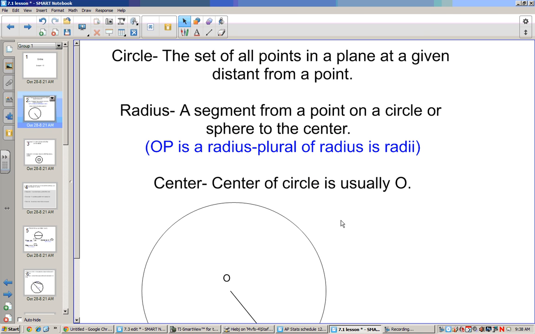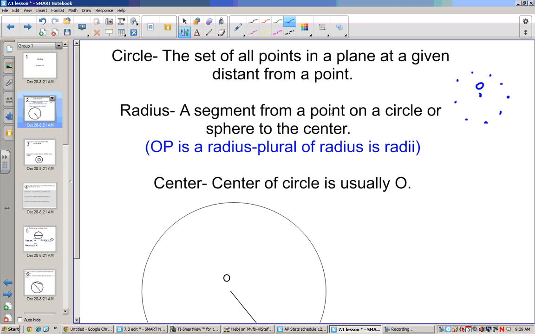A circle is a set of all points in a plane at a given distance from that point. For instance, if I take a point, let's call this point O, and I find every point that's 3 centimeters away. I could measure 3 centimeters out this way, 3 centimeters out this way, and so on, all the way around. And the shape that would result from all of these points would be a circle.